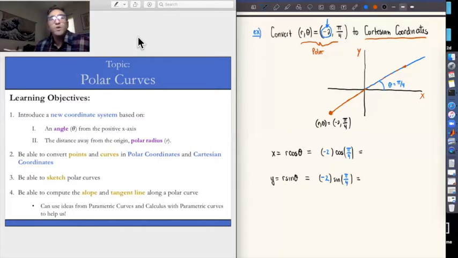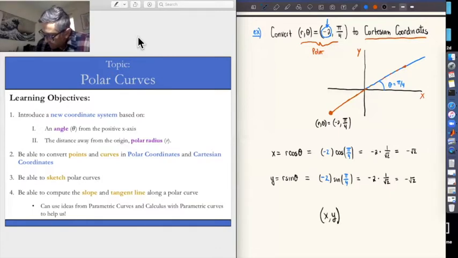All right, so let's just quickly go through those angles. Cosine of pi over 4 is square root of 2 over 2, or 1 over the square root of 2. And sine of pi over 4 is the same thing, square root of 2 over 2, or 1 over the square root of 2. So we have -2 times 1 over the square root of 2, which we could reduce at the end of the day to a minus square root of 2 and a minus square root of 2. So our new xy coordinate turns out to be (-square root of 2, -square root of 2).